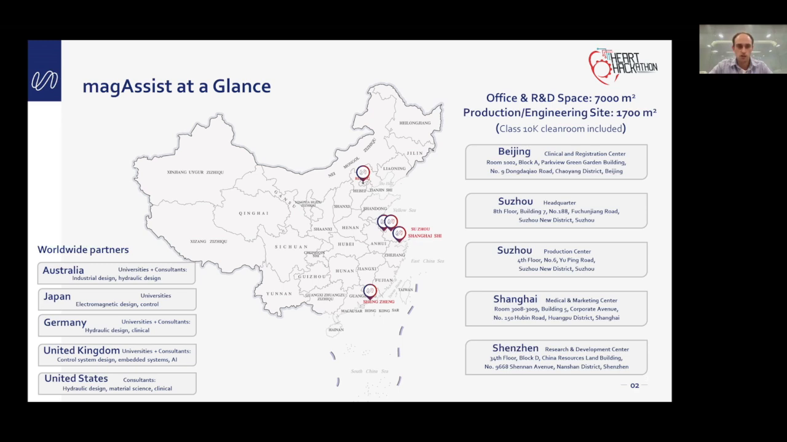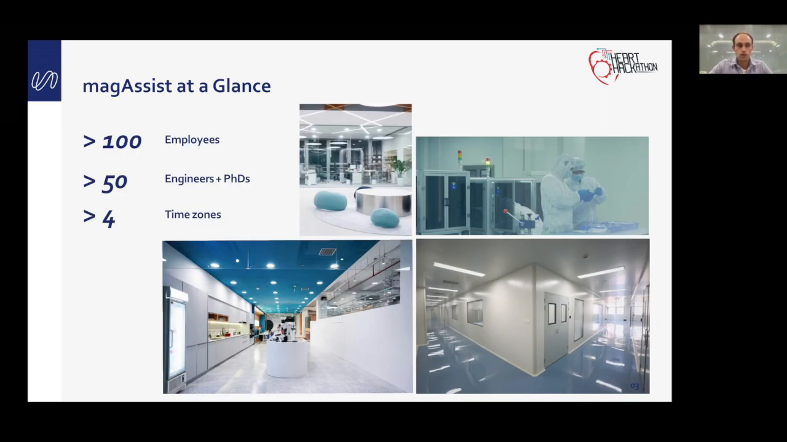But magAssist is not just a China-focused company. We also work with universities and consultants around the world, so particularly in Australia, Japan, Germany, United Kingdom, and United States. And the company has grown quite big. So from nothing in 2017, we now have more than 100 employees. 50 of them are engineers, and many of them have PhDs. And we work across the world. This is our new research lab and factory in Suzhou.